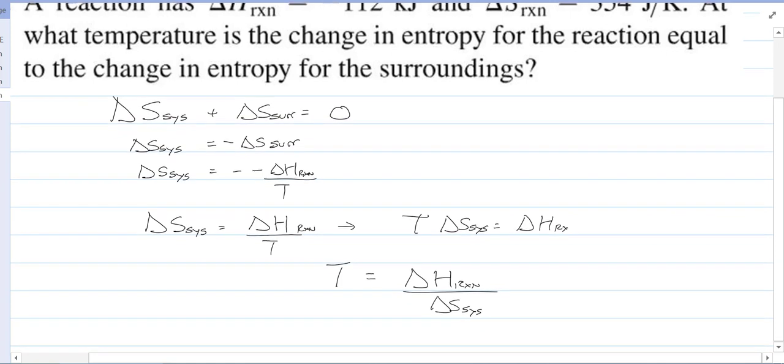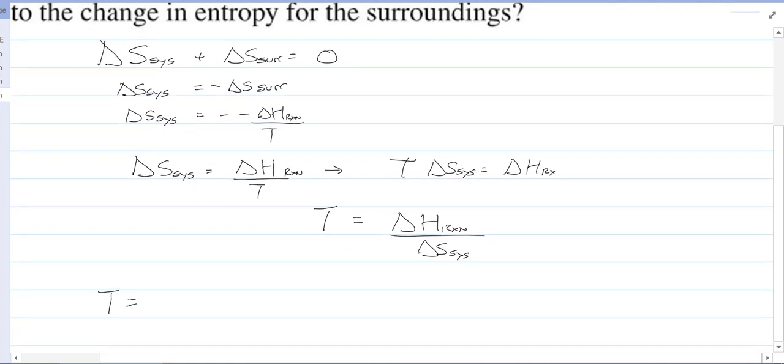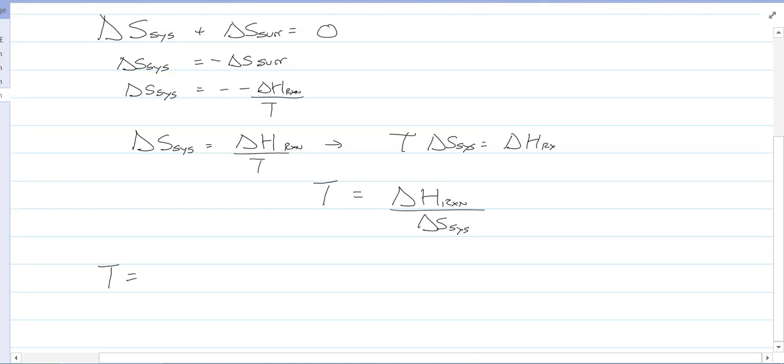Okay, so my temperature then, delta H is negative 112 kilojoules. Delta H is 112 kilojoules, 112,000 joules, divided by 354 joules per Kelvin, and I get 316 Kelvin is my temperature.